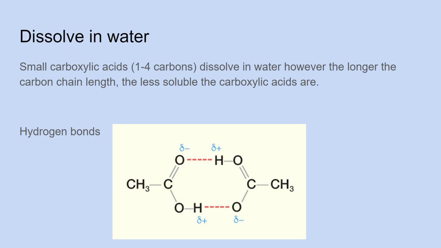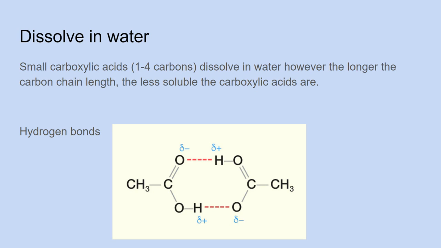We know that carboxylic acids and acids in general dissolve in water, but because carboxylic acids have a big carbon chain length attached to them and they're not a small molecule like hydrochloric acid, they might struggle with that. So the smaller ones, between 1 and 4 carbons, which you're expected to know about, dissolve in water. However, the solubility decreases as the carbon chain length increases. Okay, so the longer the chain length, the less soluble. So it's the same pattern as with alcohols. The longer the chain length, the less soluble.